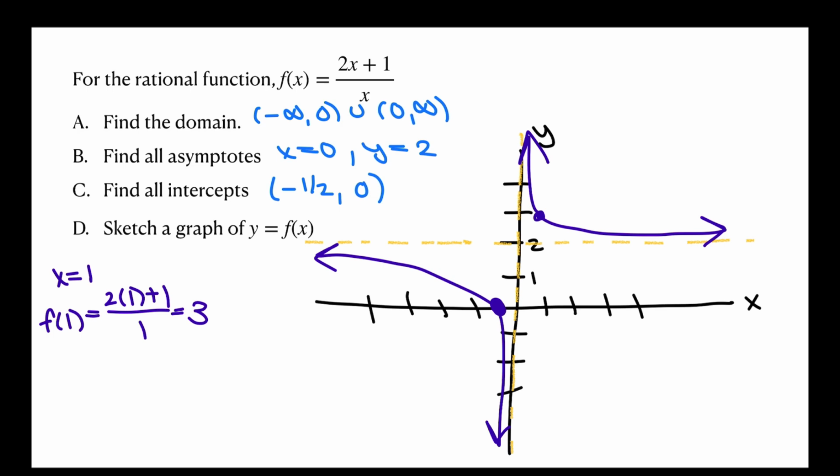If you're having a hard time drawing these graphs, it's not wrong to plot a couple extra points just to make sure you have things in the right direction. But what we're trying to do is really create a rough sketch that shows our intercepts and our asymptotes. And so if you can do that without plotting extra points, that is totally fine as well.